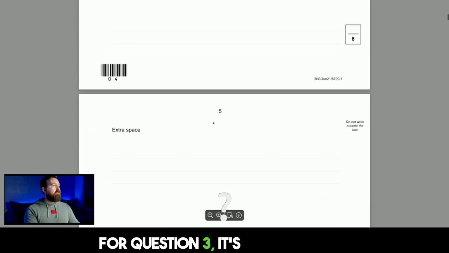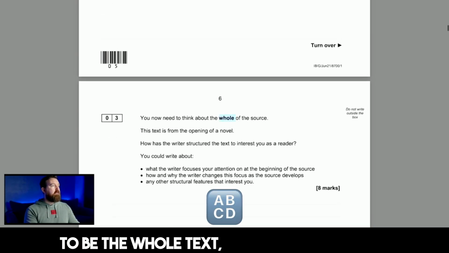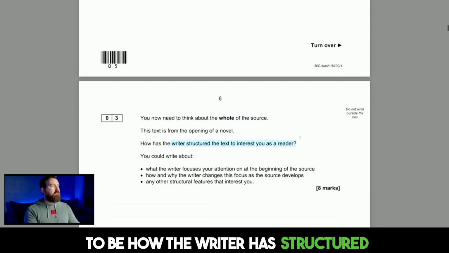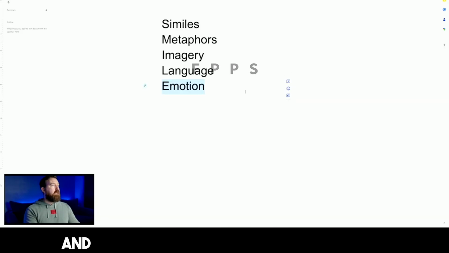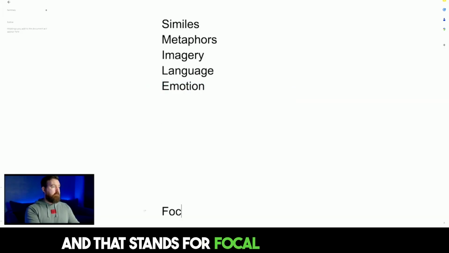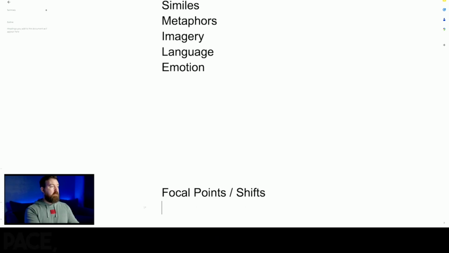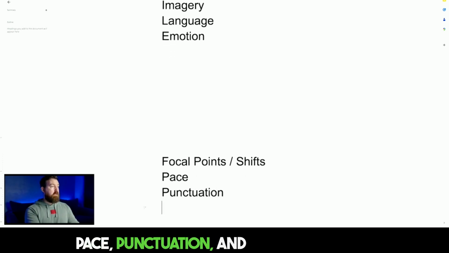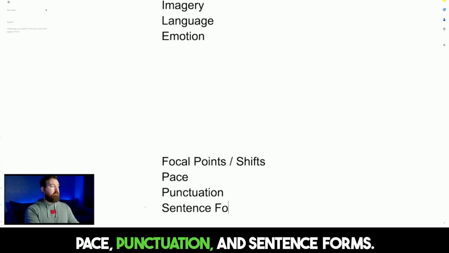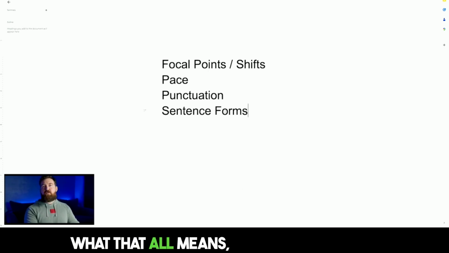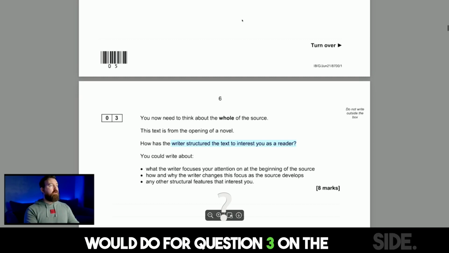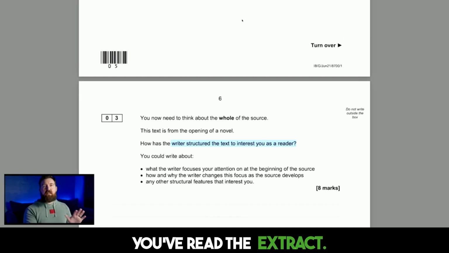For question 3, it's always going to be the whole text, and it's always going to be how the writer has structured the text to interest you as the reader. At the top here, you would just write FPPS, and that stands for focal points or shifts, pace, punctuation, and sentence forms. Again, I'll go into a lot more detail of what that all means, but that's what you would do for question 3 on the side, and this is all before you've read the extract.